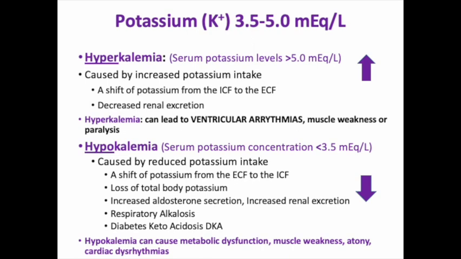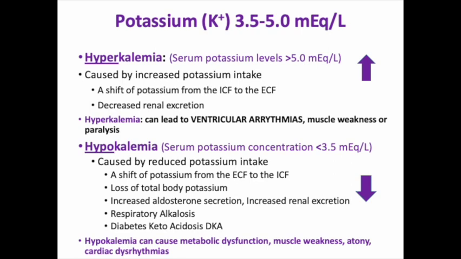We talked about hypokalemia quite a bit, and this is the shift from the ECF to the ICF, and we lose total body potassium. This can happen when we have increased aldosterone, which is going to increase our renal secretion of potassium. Respiratory alkalosis or diabetic ketoacidosis can also cause hypokalemia as well.